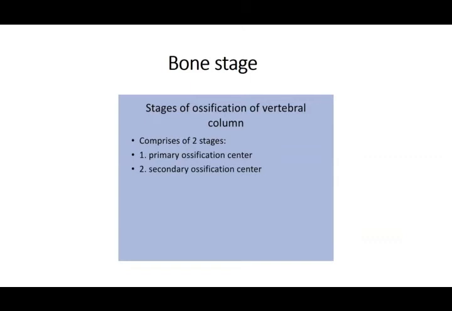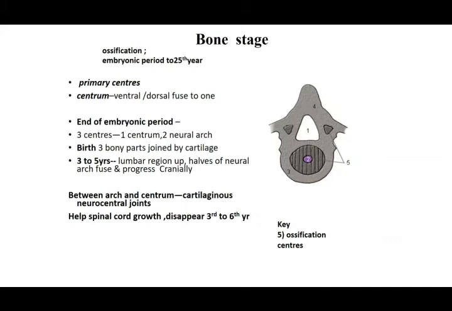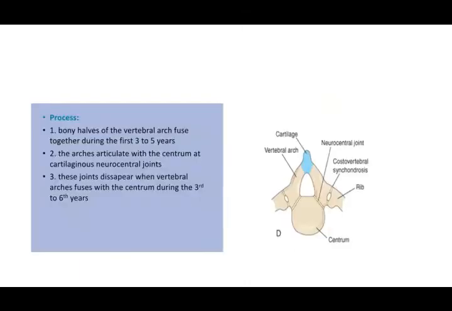In this, a primary ossification center occurs and the secondary ossification center occurs. The primary are 2, one in the centrum and one in the neural arch. If you see this, one on each side and one in the center. These are ultimately spreading. They are uniting the arch with the body at the neurocentral joints. If you see this picture with the neurocentral joints, roughly at the age of 3 to 6 years, these joints disappear. All this vertebra, the arch and the body, has united.